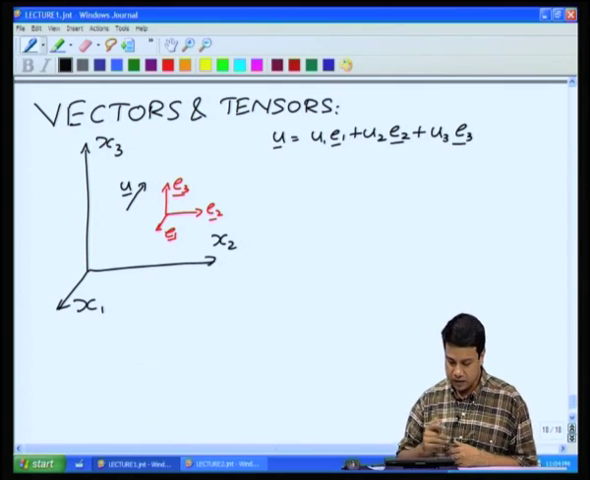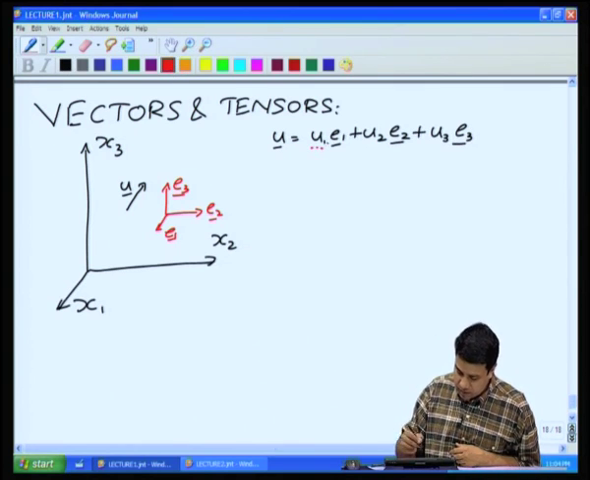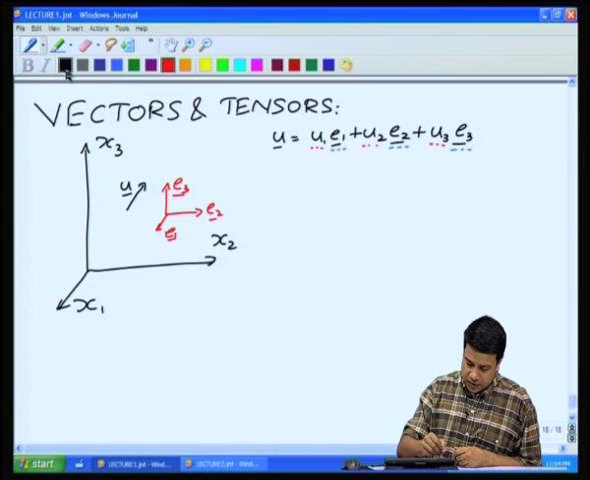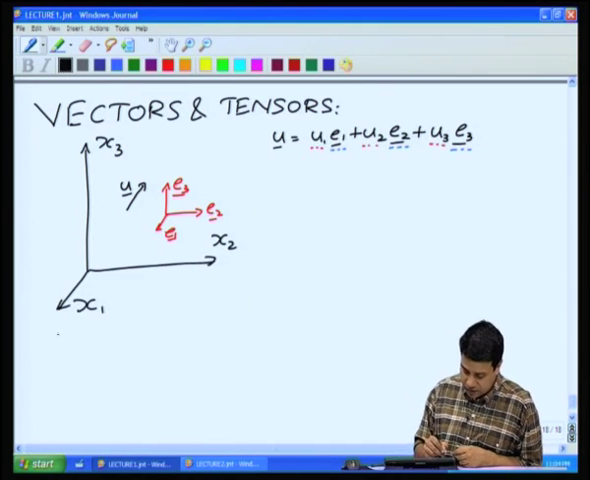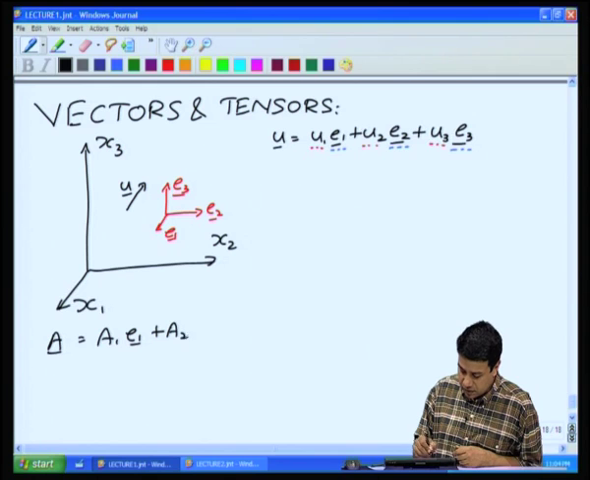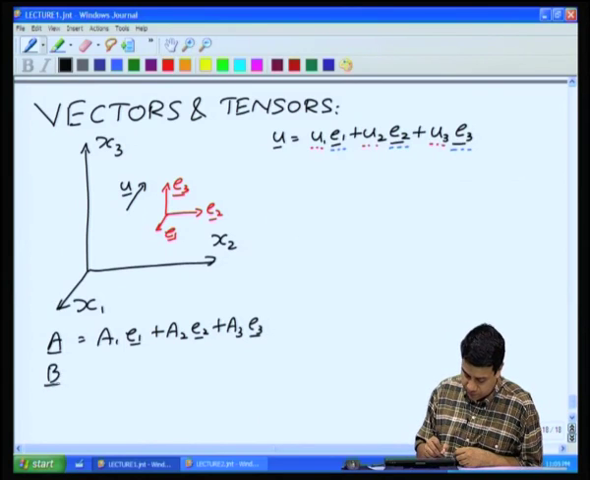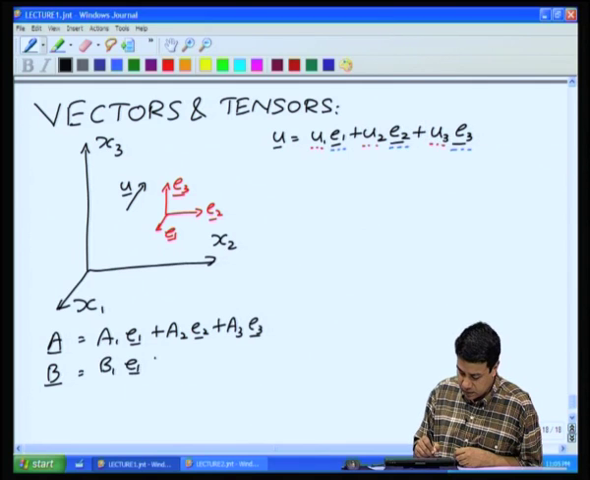It consists of the components plus the unit vectors, and the three components. So, any vector can be written in this form. For example, if I had some other vector, say I call it a vector, this is a1 e1 plus a2 e2 plus a3 e3. Some other vector b is b1 e1 plus b2 e2 plus b3 e3.